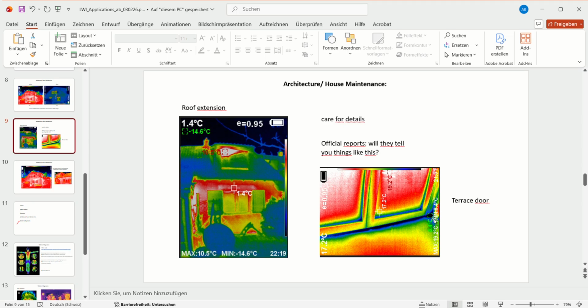Here on the terrace door you can see a cold spot because we're looking from inside. So here is 8.4 degrees, which is quite a lot under the 19 degrees that you have in this room. So some temperature goes away here. It's not something that could be fixed easily, actually.